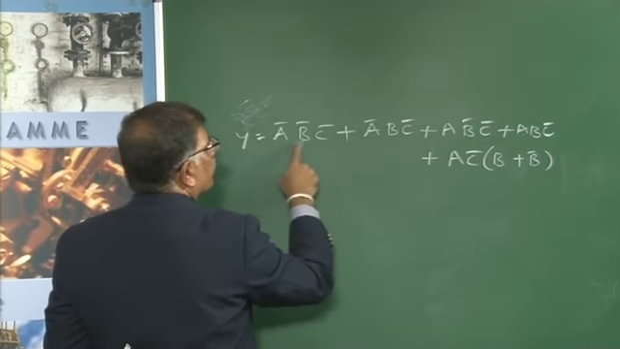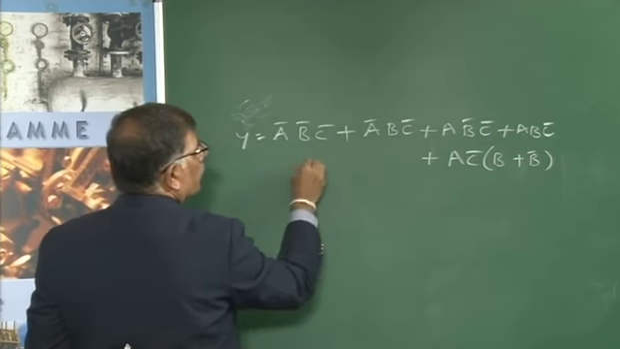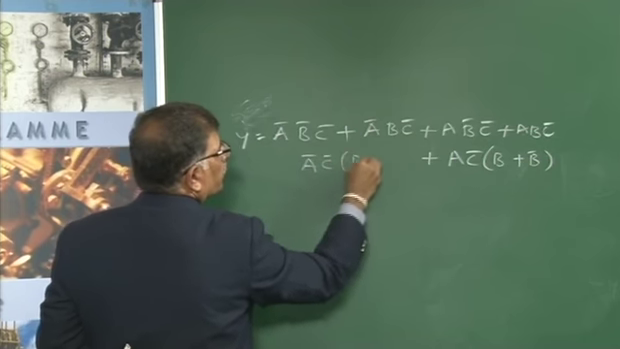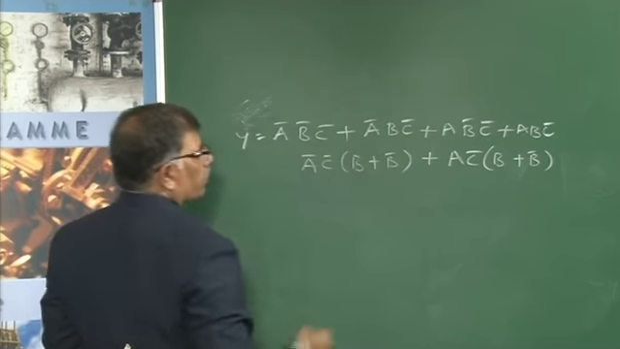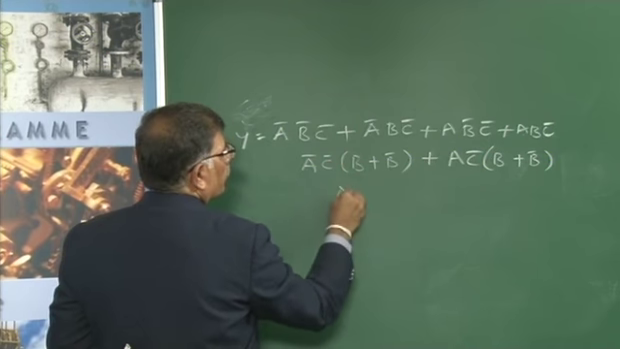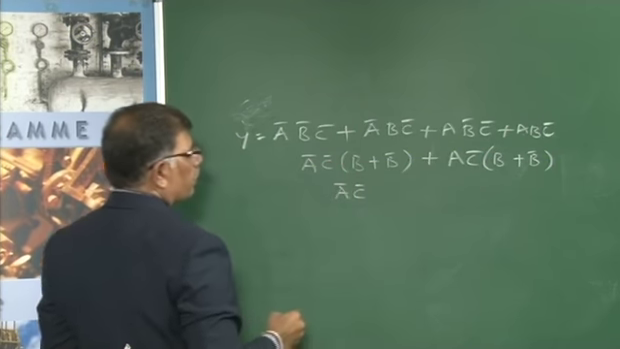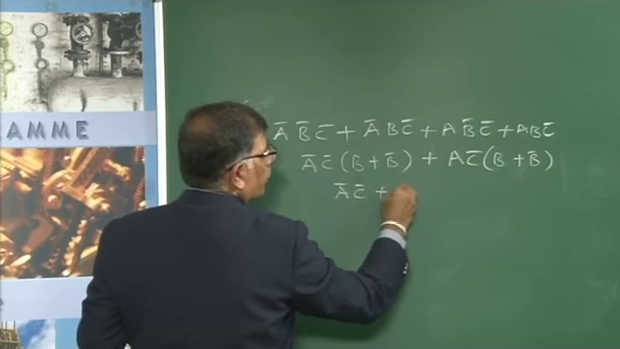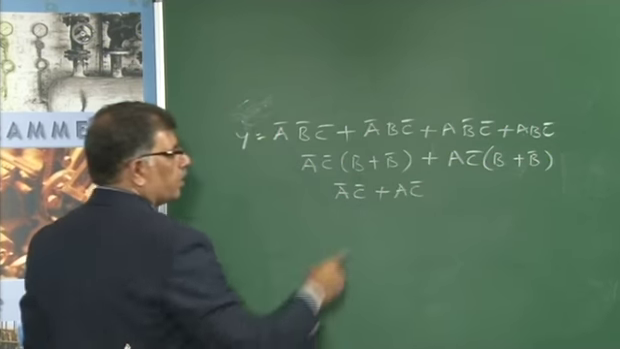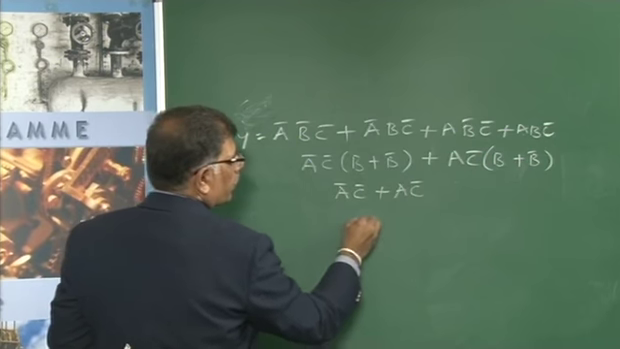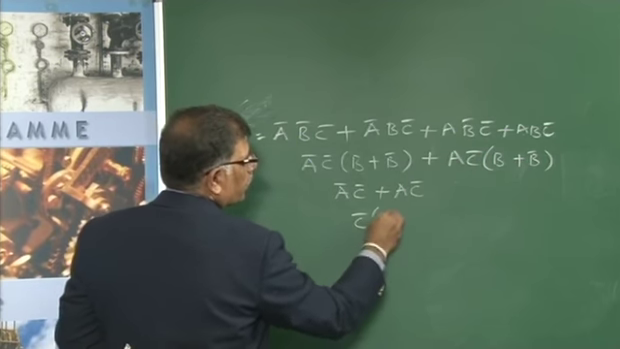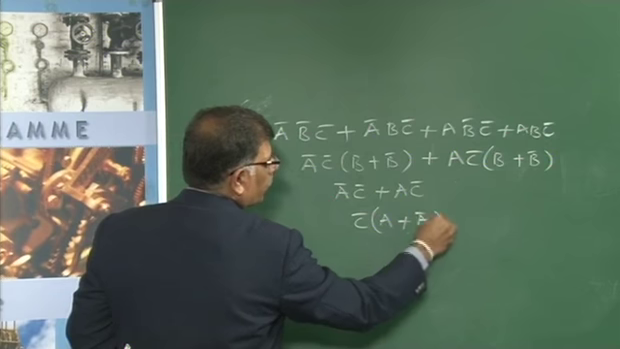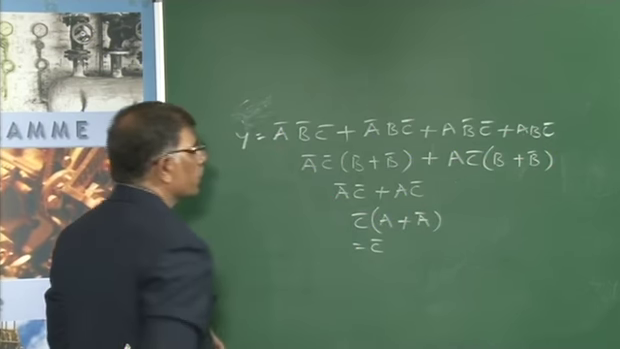In this case a bar and c bar I can take as a common factor, so b plus b bar. b plus b bar is nothing but 1, so I will be getting a bar c bar. Here b plus b bar is again 1, so I will be getting a c bar. From this also you can take a common factor, that is c bar, and I will be getting a plus a bar. So what is the final answer? You will be getting y is equal to c.